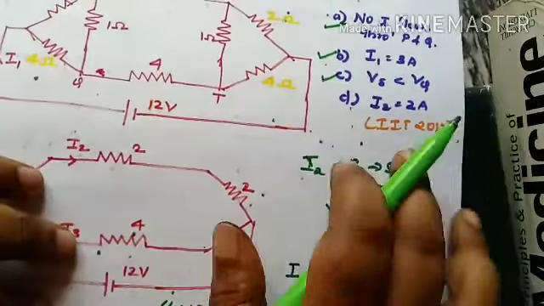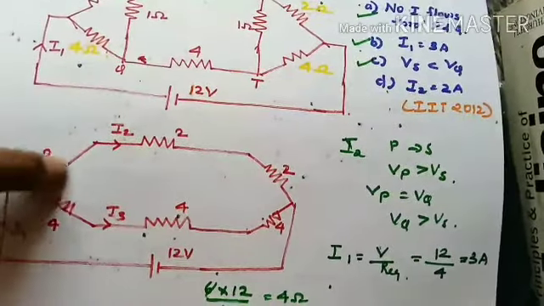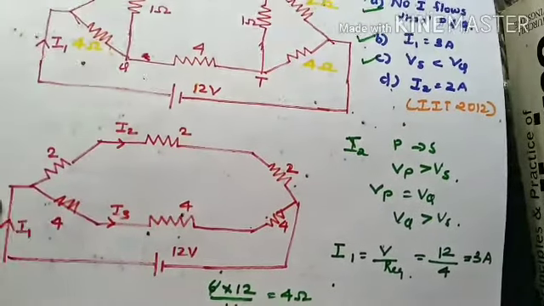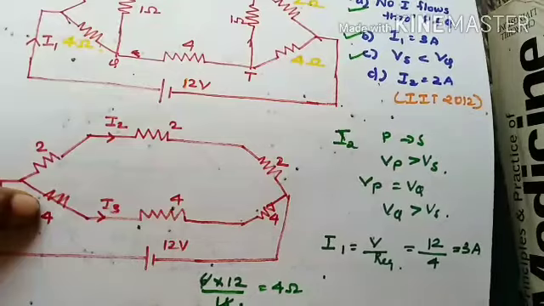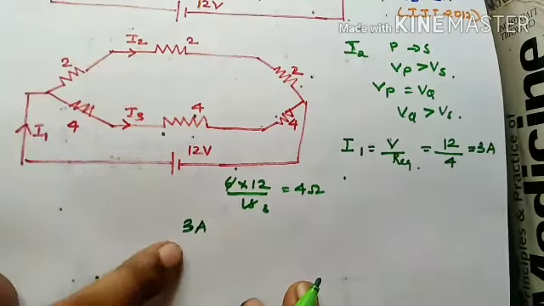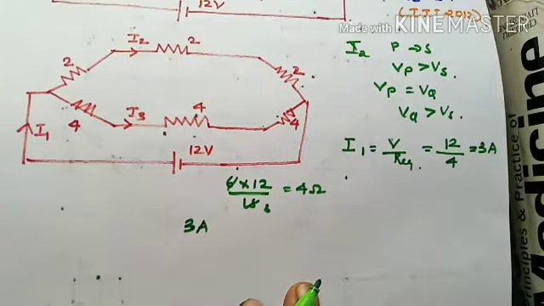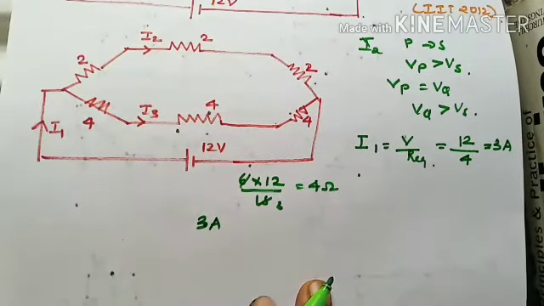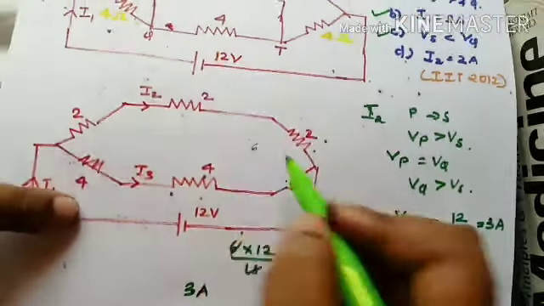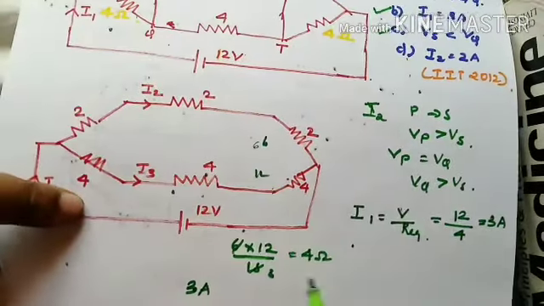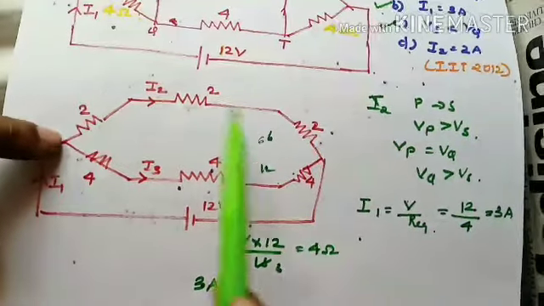Now let's move on to find I2. That is very easy, guys. I2 is the current which is flowing through this entire branch. How much is I1? 3 ampere. Of this 3 ampere current, how much part will be going over here and how much part will be going over here? It's a common sense question. See, this is having 6 ohm in total, and this is having 12 ohm. So the resistance is less here, so more current will be flowing here.